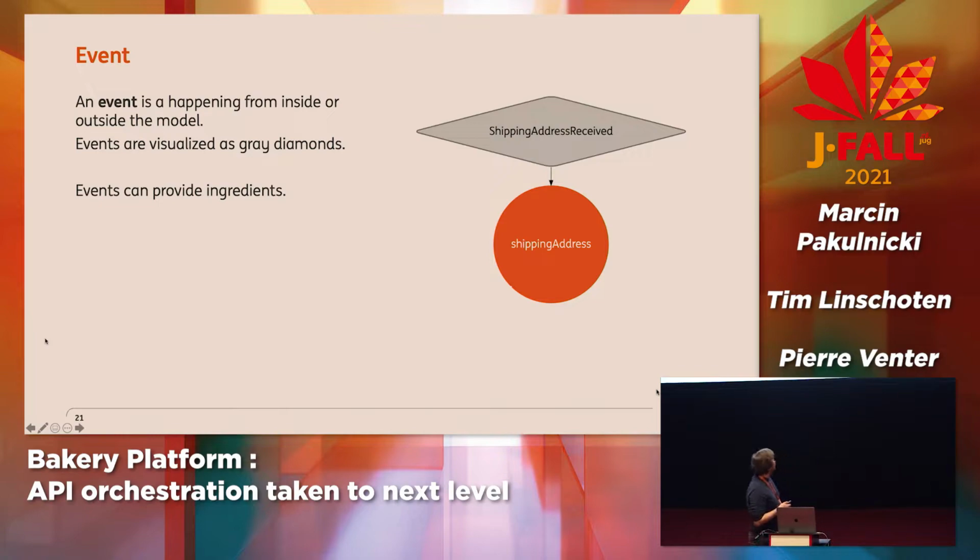Then we have an event, which is, well, something happening inside or outside the model. So from the outside in, events happen, and then inside the recipe itself, events will also happen. Those are the gray diamonds. In this example, we have an event, shipping address received, that provides the shipping address. So events can provide ingredients.